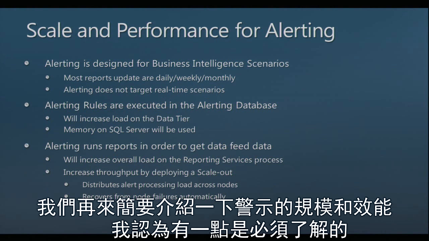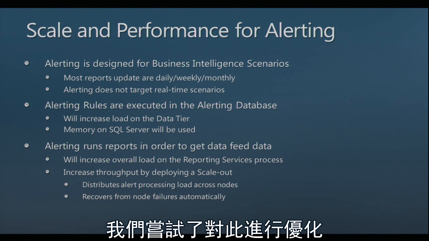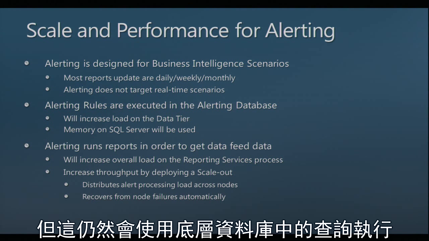Let's talk a little bit about scale and performance for alerting. I think the biggest thing to understand here is that when you run an alert, it's going to run the report. Now we try to optimize that, so we only run the data source queries necessary for getting the data feed related to that particular report, but that still invokes the query execution at the underlying database.